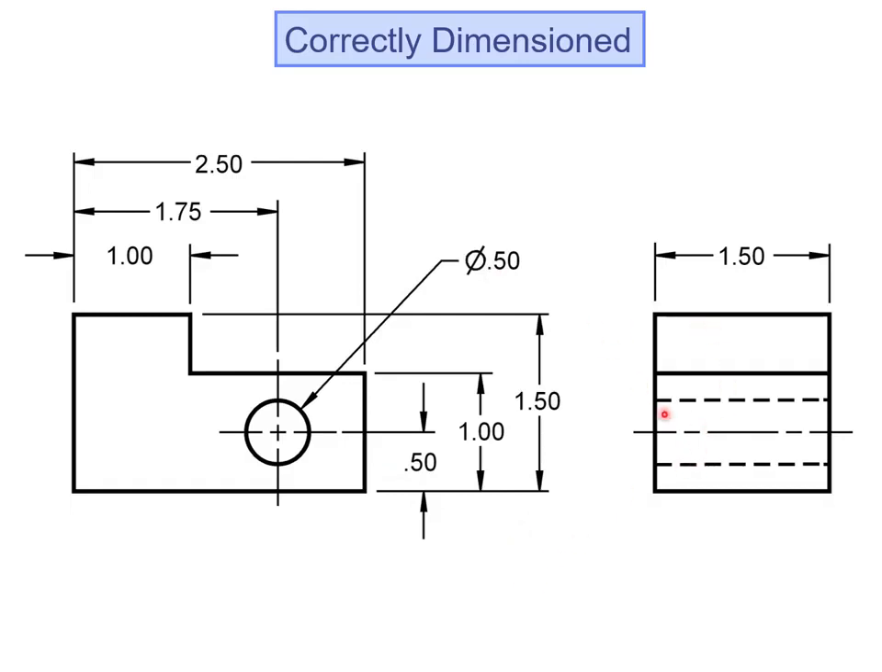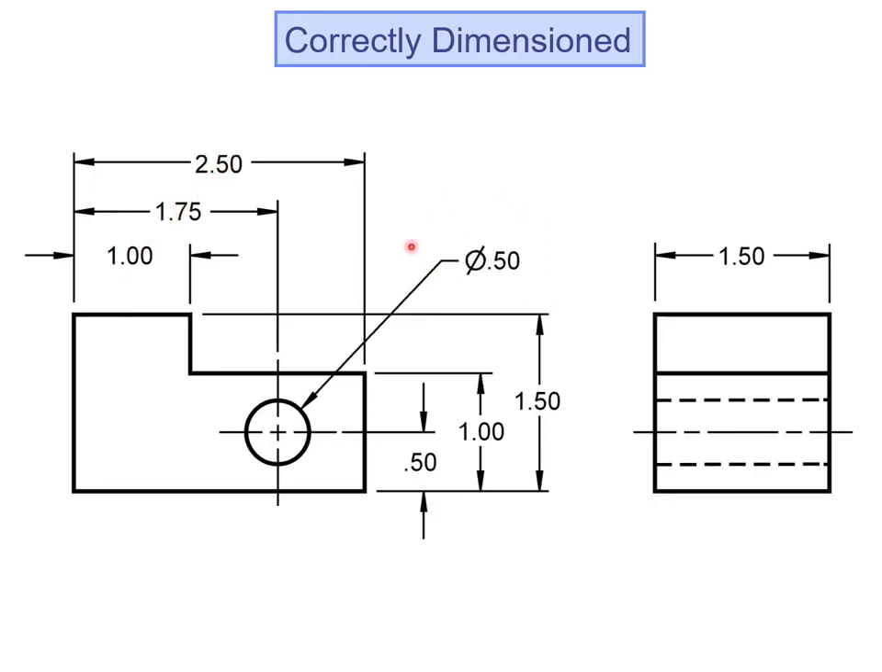Okay, and also we don't dimension a hidden feature. So here's the .50. Instead of placing it in the side view, we place it here in the front. And we go from small to large. So .50, 1, 1.50. Same thing with these dimensions. We start with the smaller dimension and work our way to the larger dimensions.